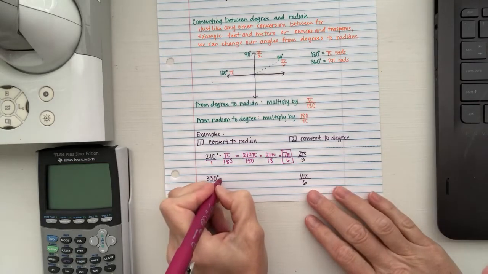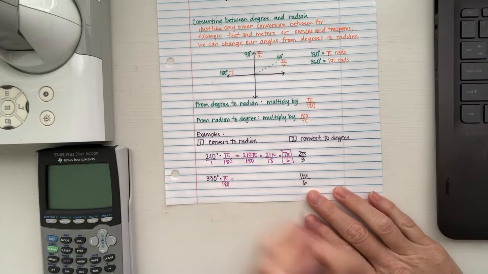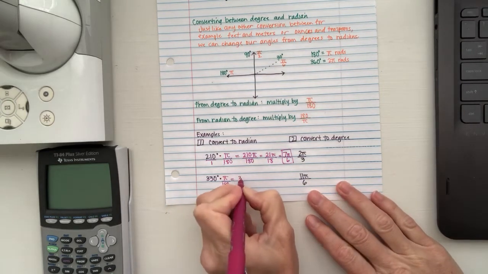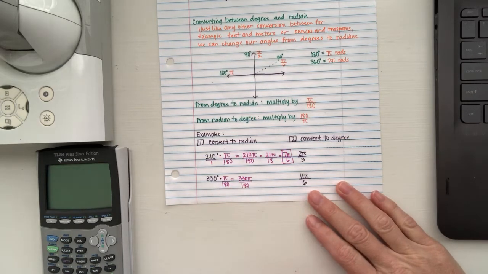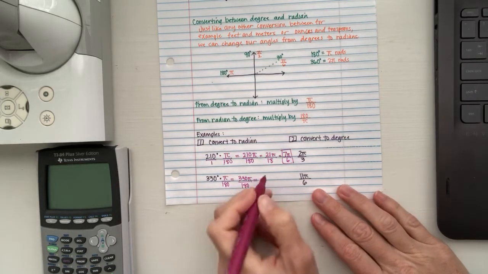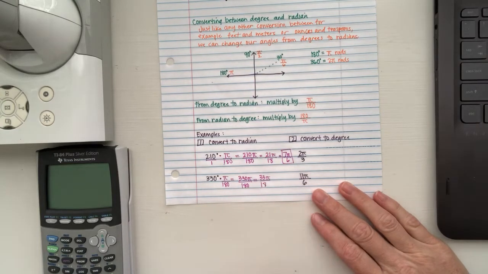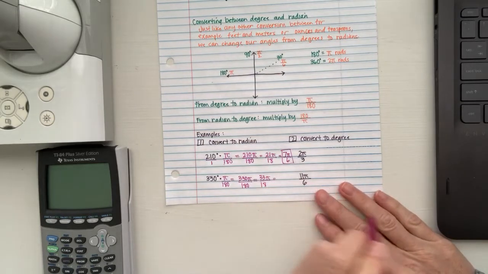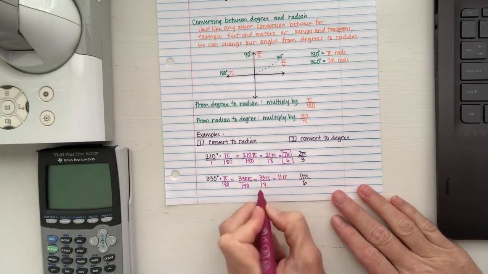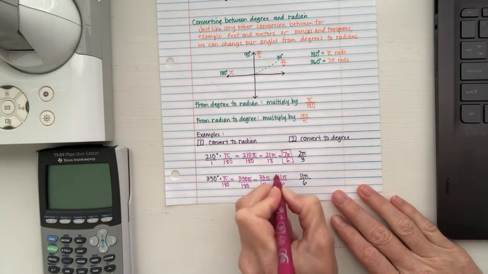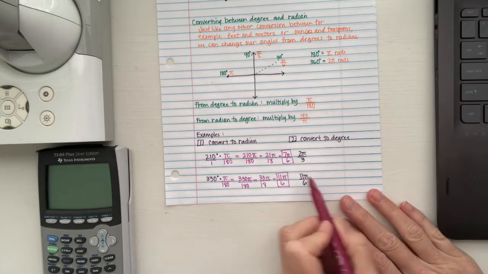So 330, same thing, times pi over 180, multiply straight across the top and straight across the bottom, and reduce. So 33 over 18, I did that by dividing by 10. These are both divisible by 3, and so 33 divided by 3 is 11, and 18 divided by 3 is 6. If you look just to the right, I'm asking you to convert this radian back to degree.